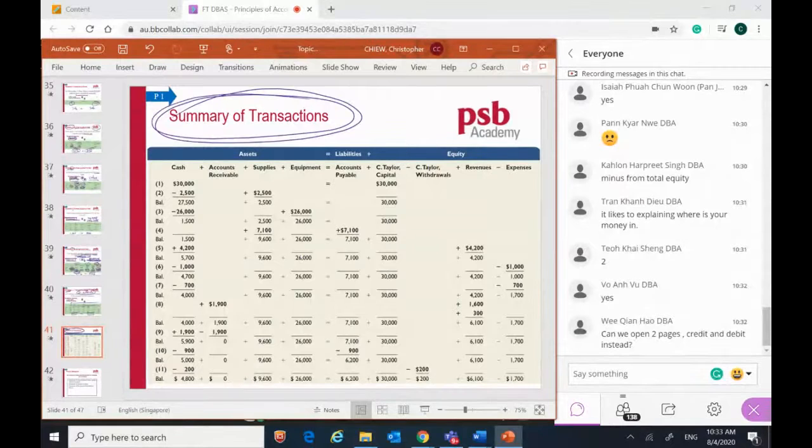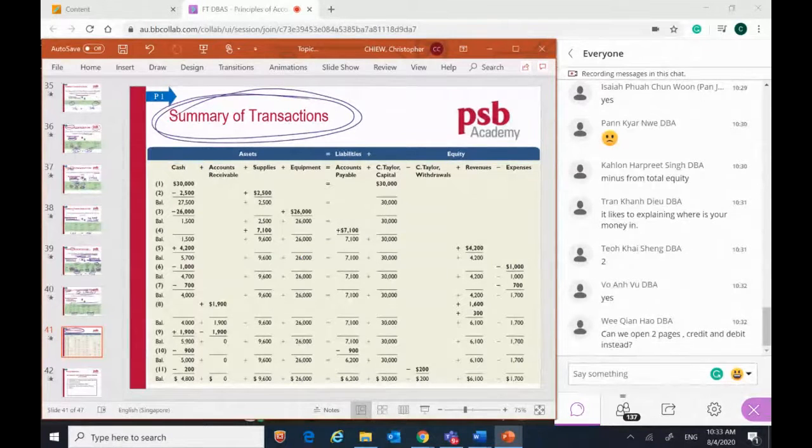But next lesson, lesson number 2, we will learn the actual recording process. How do we record all this down? And we will record using debits and credits. You will learn in lesson number 2. Okay, so don't worry. The actual way of recording this transaction is using the debits and credits, which we'll learn in topic 2.